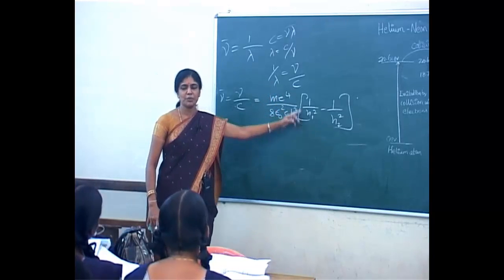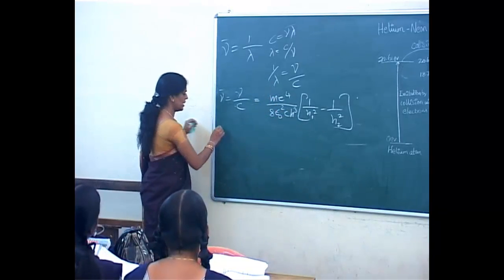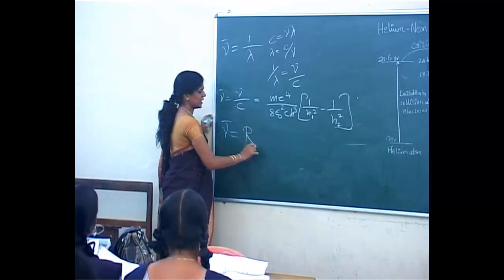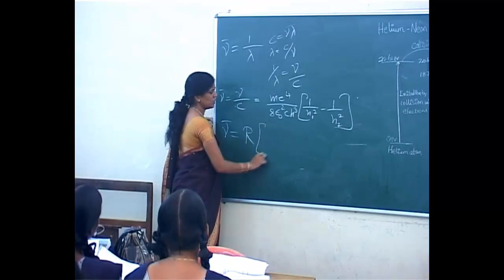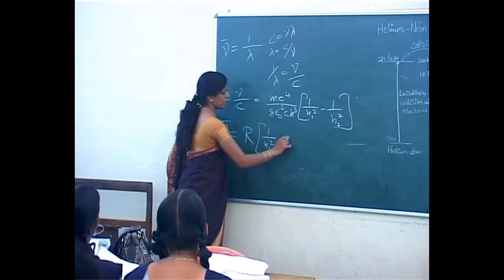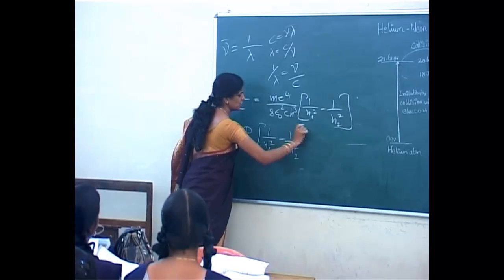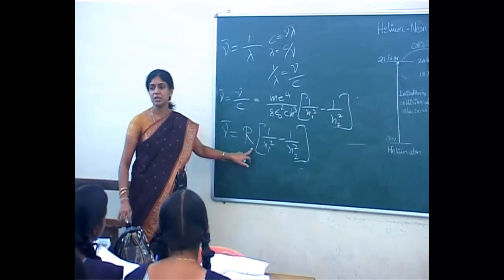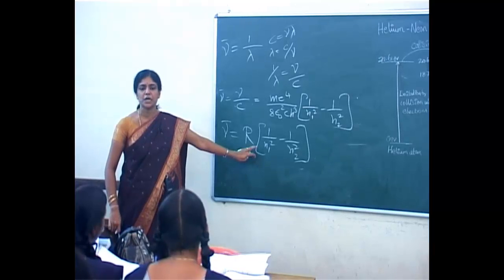All of them are constant, right? So he took these constant values together as R into 1 by n1 square minus 1 by n2 square. This R is nothing but a constant value called the Rydberg constant.